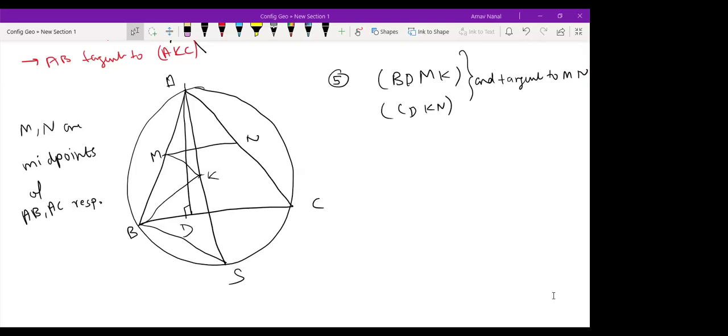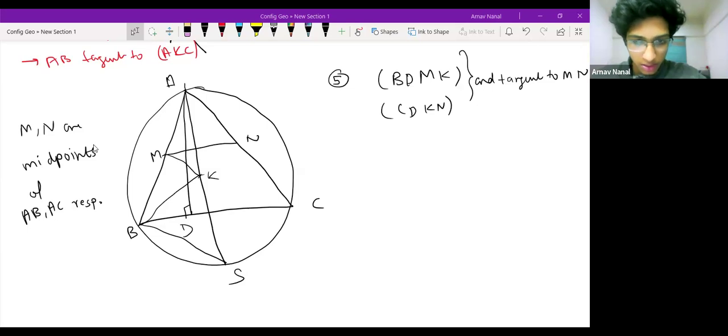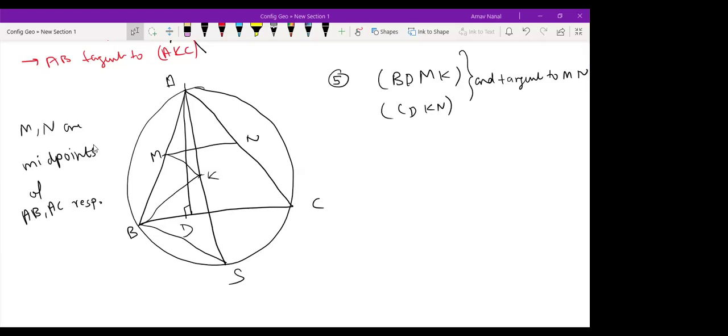Okay, so I think I'm done. Yep. So if we prove it for BDMK, we are done by symmetry for CDKN. Yes. So we can first draw the center of the circumcircle O. We construct the point.